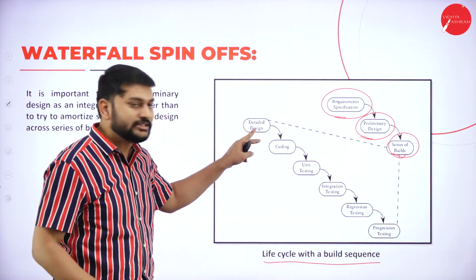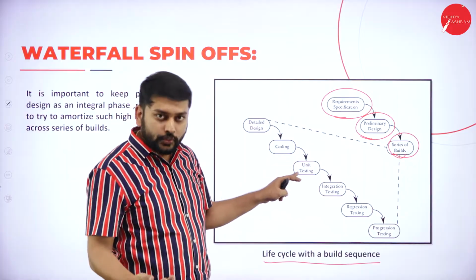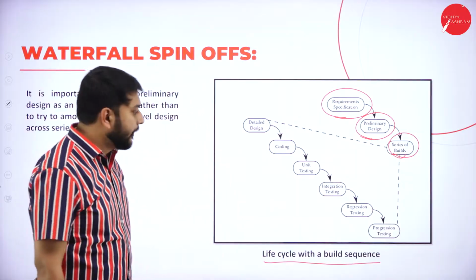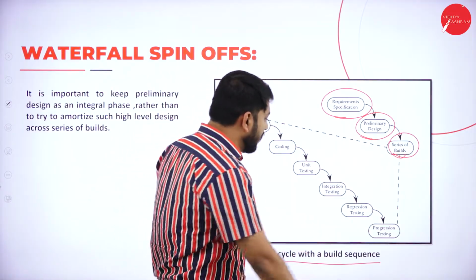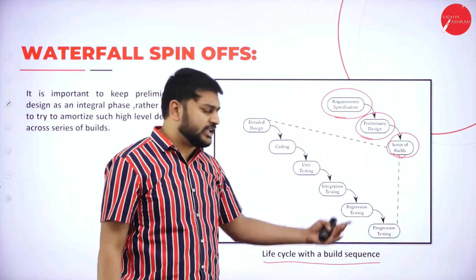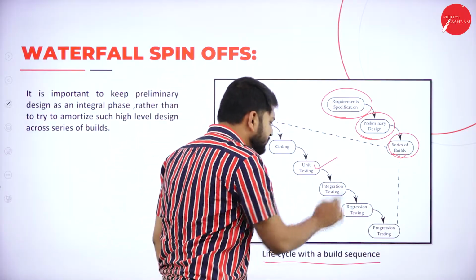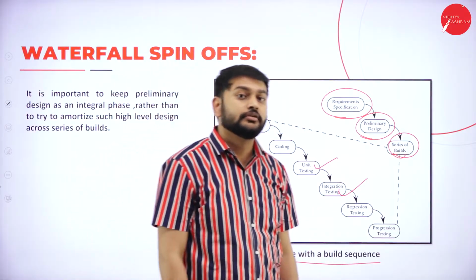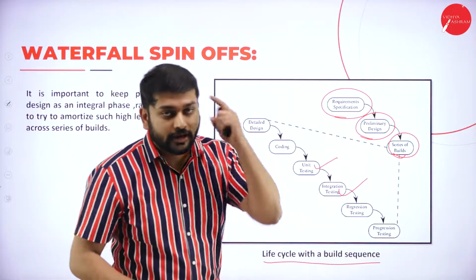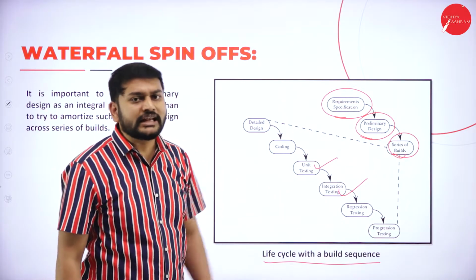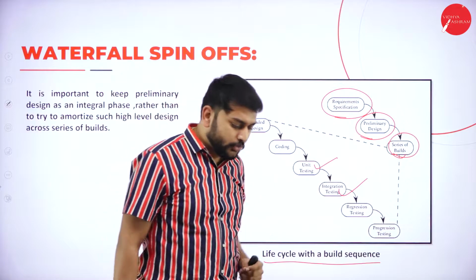When they come to the detailed designing, obviously coding will happen, unit testing will happen, integration, regression, progression testing will happen. Sir, you are saying integration testing, regression testing, progression testing will happen. We know unit testing, we know integration testing. What is this regression and progression testing? I will be discussing that. Remember these two points.